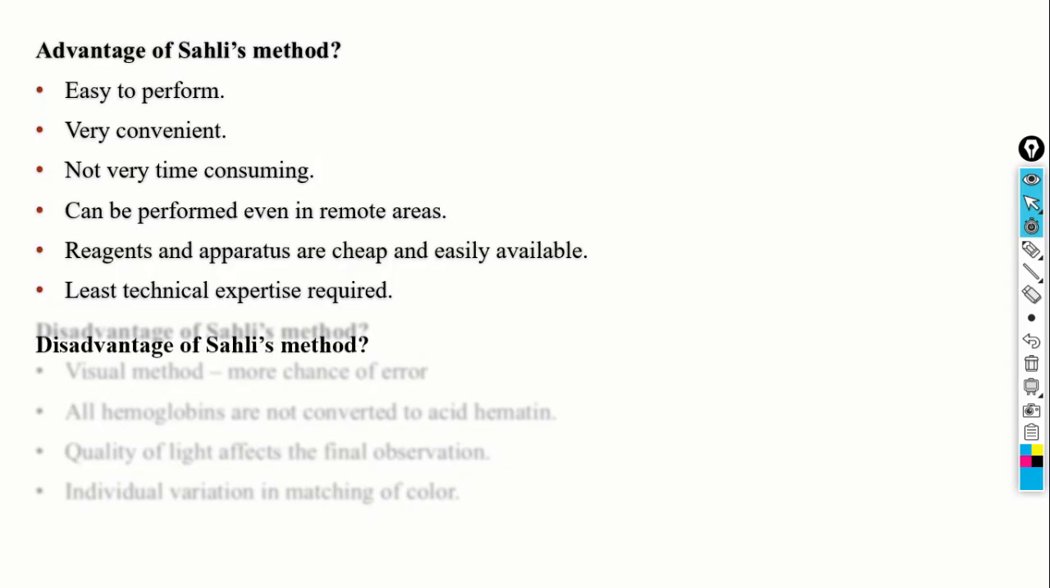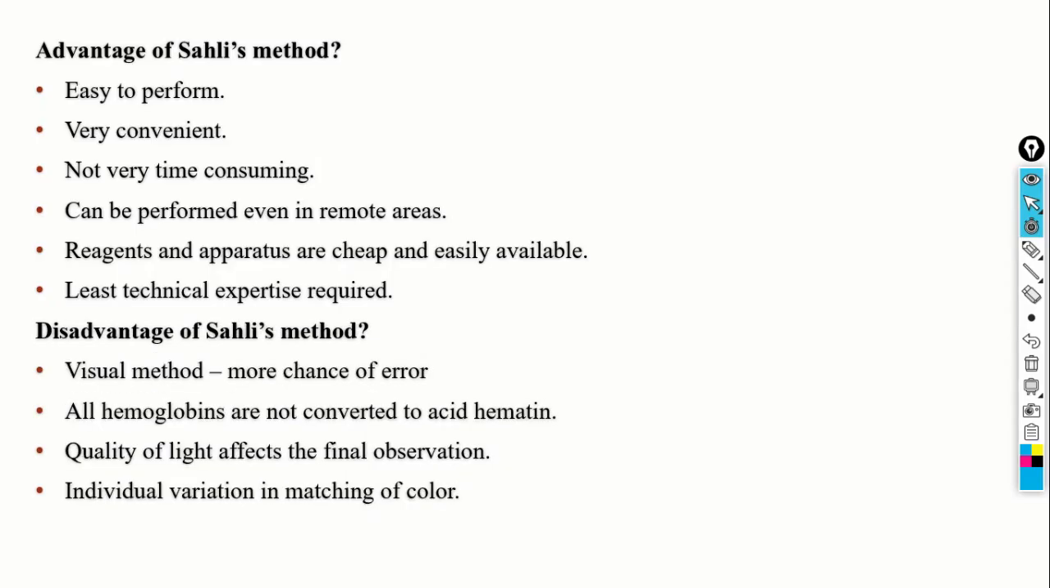Another disadvantage of Sahli's method is that it is a visual method, right? So we have more chance of error. I may judge the color comparison in one way, or you may see it in a different way. So it is subjective, and there is more chance of error. All hemoglobins are not converted to acid hematin here. That you have to know. This is the main point. All hemoglobin in the sense all types of hemoglobins.